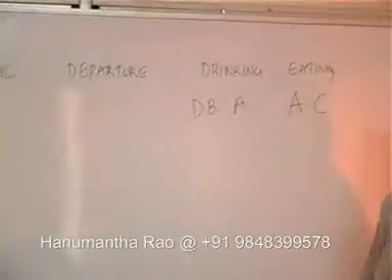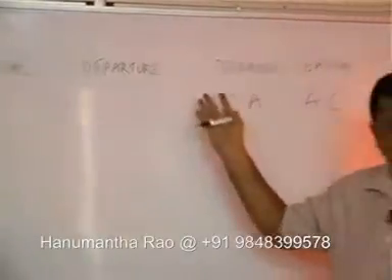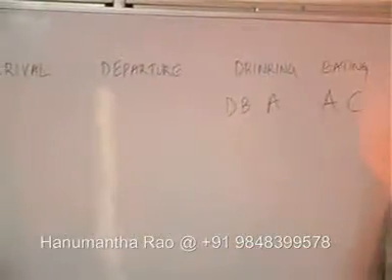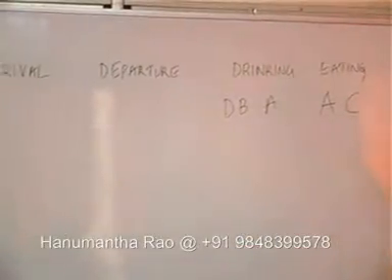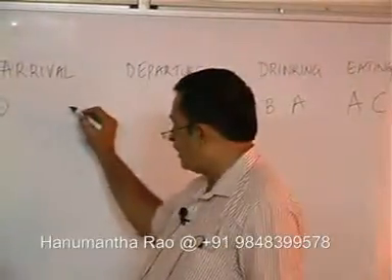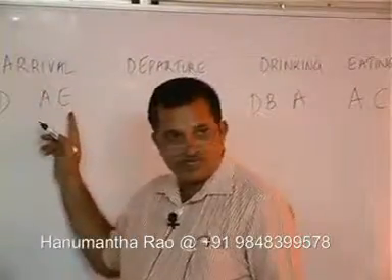D and B means, again among D and B, who drank more and less, we don't know. We write like this. If at all we have any information, we will change later. Then, E came after A. But A's position we don't know. Even E's position also we don't know.